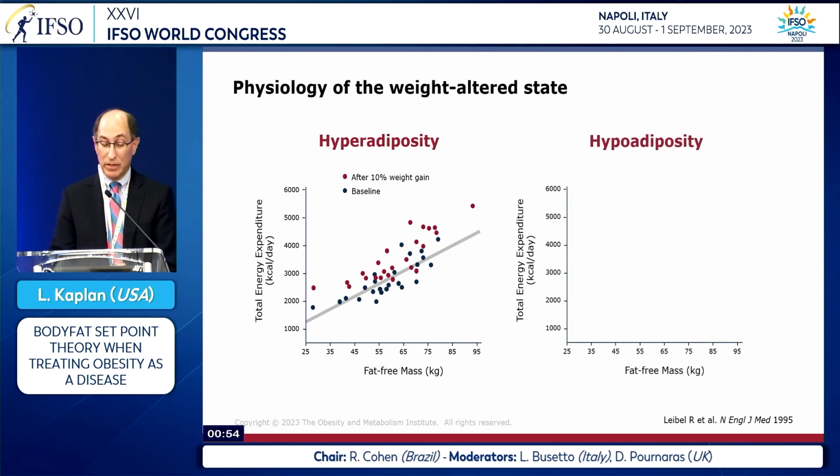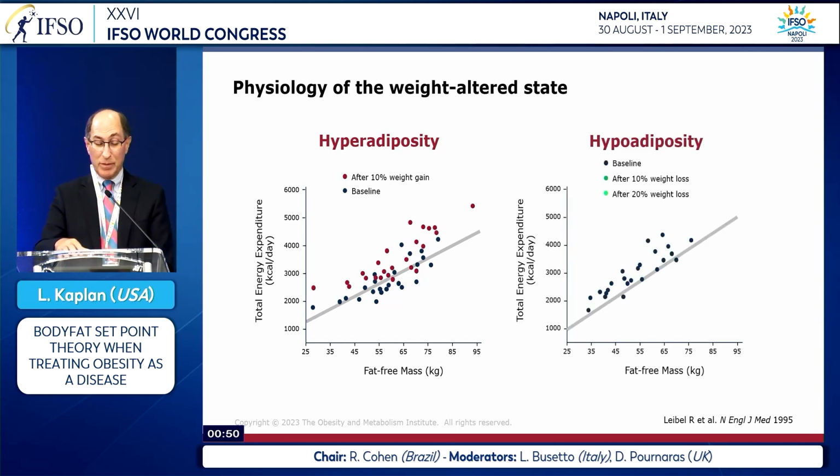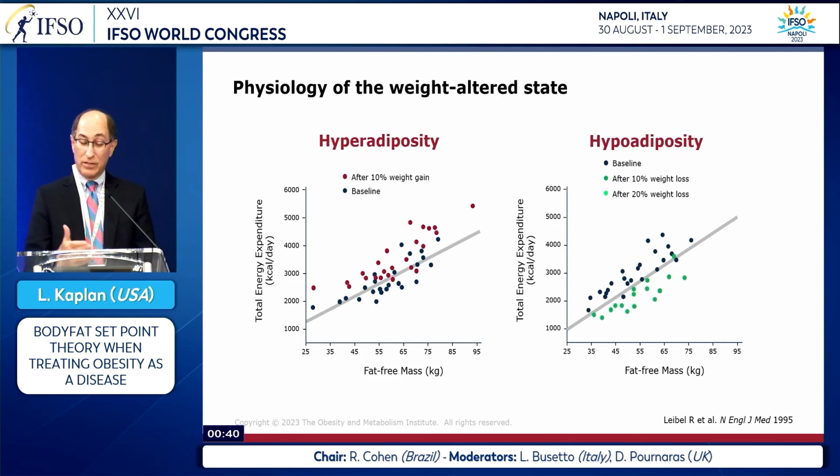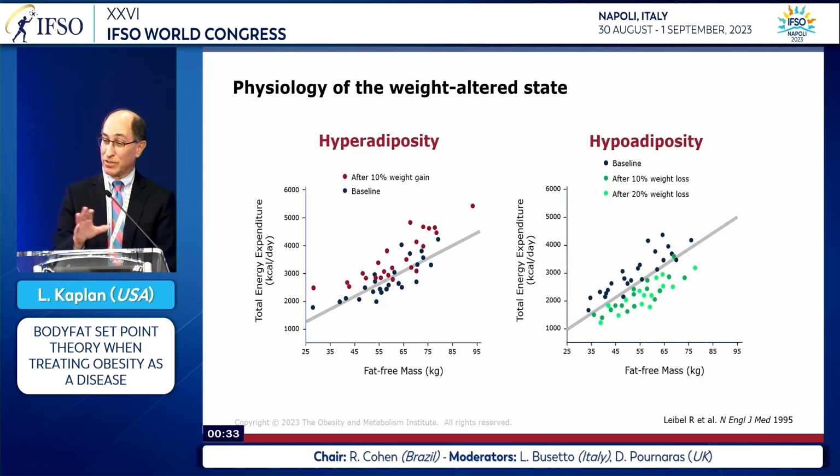In hypoadiposity, later in the study, these people were still a little bit high. That's why I told you the details of the study. They were still a little bit above the line because these were the same people that had been hyperadipose. And then they were encouraged to lose 10% of their weight and then 20% of their weight. You notice there's no difference between 10 and 20%. But they suddenly fell below the line.